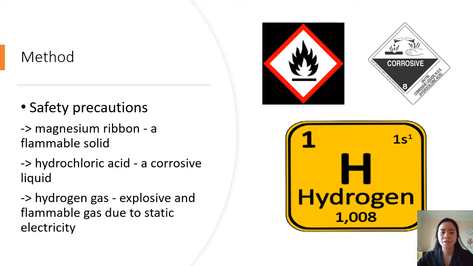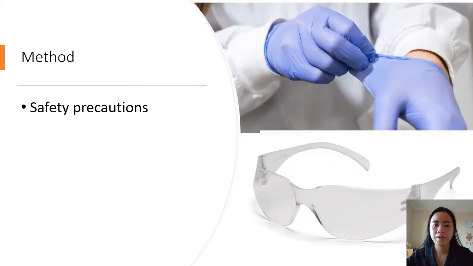So for safety precautions, there are some things to note in this experiment. Firstly, the magnesium ribbon is a flammable solid. Secondly, the hydrochloric acid is a corrosive liquid. And finally, the hydrogen gas is an explosive and flammable gas due to static electricity. So we did this experiment very carefully.